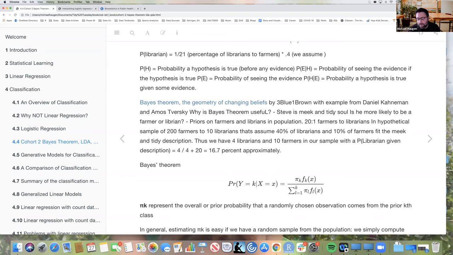So they're wrong, right? And the reason they're wrong is because of the idea of the prior. You have to look at what's the proportion of librarians to farmers in the population. In the research it was 20 to 1; the 3Blue1Brown guy says it's probably more than that, like 60 to 1 in our current economy, of farmers to librarians. So you have to look at that. So 20 to 1 farmers to librarians, in a hypothetical sample of 200 farmers to 10 librarians.